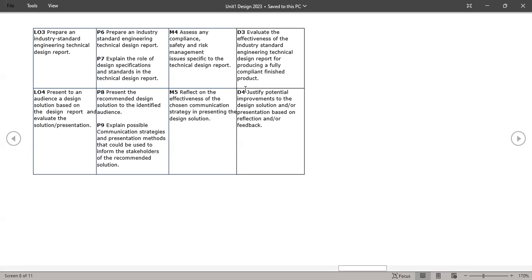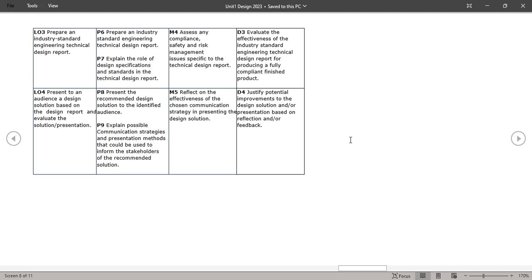And final conclusion would be D4, to justify improvements to the design solution and/or presentation techniques, so that you can reflect, absorb feedback. It's very important to have feedback from different sources, to be open to feedback so that you can grow and improve. And on the next project, you can further improve your efficiency and productivity going through a project.